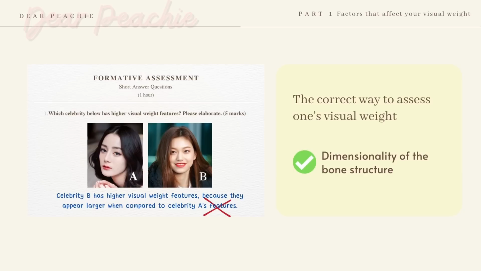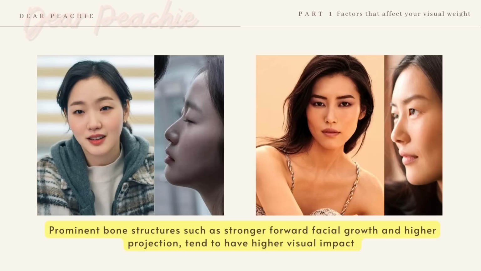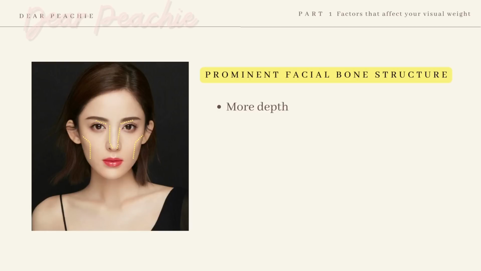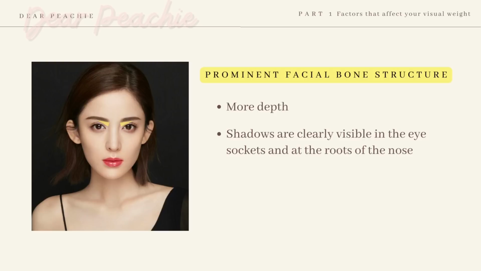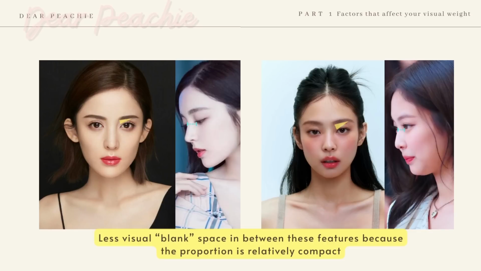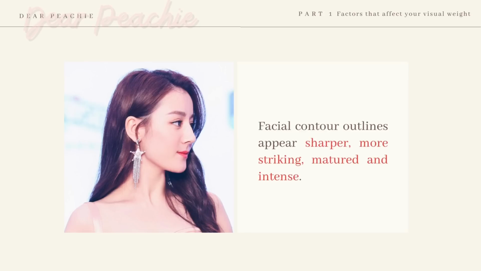Next, it's the dimensionality of the bone structure. Given two faces that have similar facial features, people with prominent bone structure, such as stronger forward facial growth and higher projection, tend to have higher visual impact compared to those with less deep contours. When viewing from the front, prominent facial bone structure appears with more depth. Shadows are clearly visible around the eye sockets and the roots of the nose. There is less visual blank space in between these features because the proportion is relatively compact. Whereas from the side, the facial contour outlines appear sharper, more striking, mature, and intense.